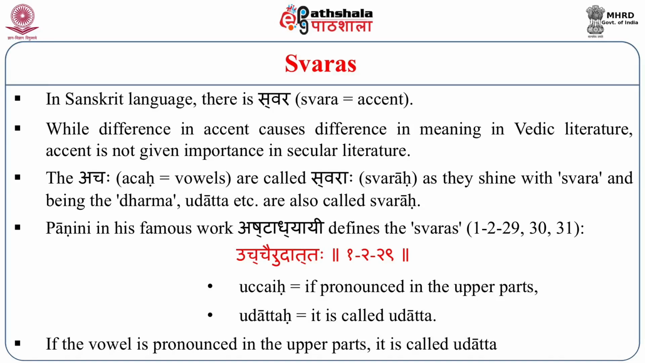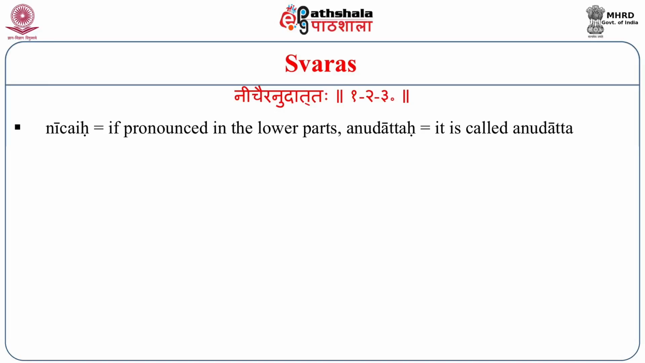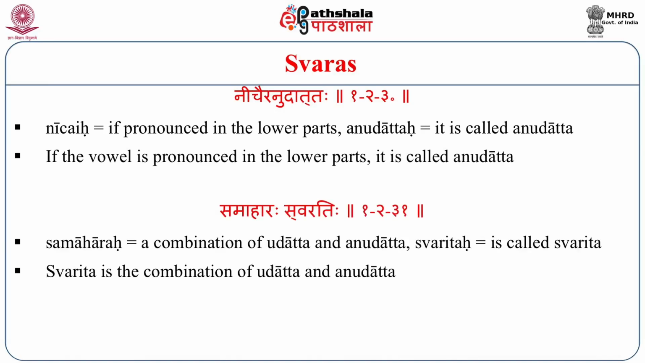Uchchairudattaha. If the vowel is pronounced in the upper parts, it is called udatta. Nichairanudattaha. If the vowel is pronounced in the lower parts, it is called anudatta. And samaharaha svaritaha. Svarita is the combination of udatta and anudatta.